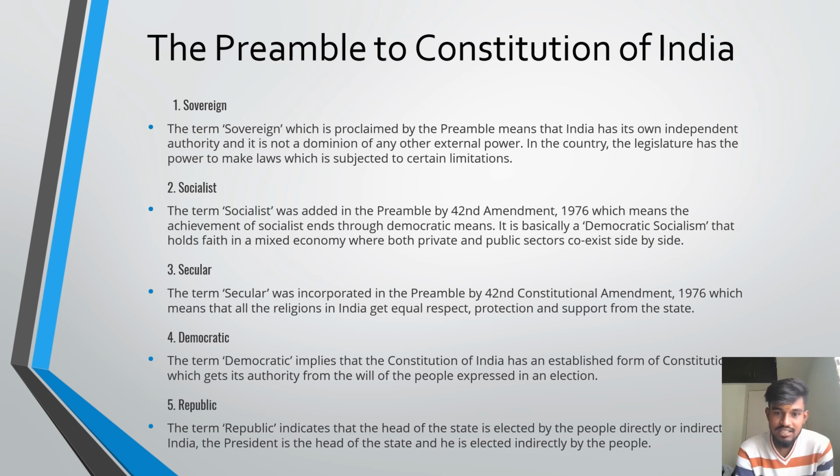Secular. The term secular was incorporated in the Preamble by the 42nd Constitutional Amendment in 1976, which means that all the religions in India get equal respect, protection and support from the state. Democratic. The term democratic implies that the Constitution of India has an established form of government which gets its authority from the will of the people expressed in an election. Republic. The term republic indicates that the head of the state is elected by the people directly or indirectly. In India, the President is the head of the state and he is elected indirectly by the people.